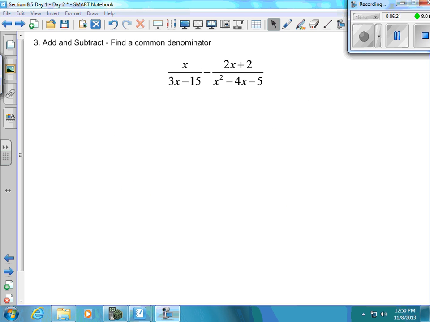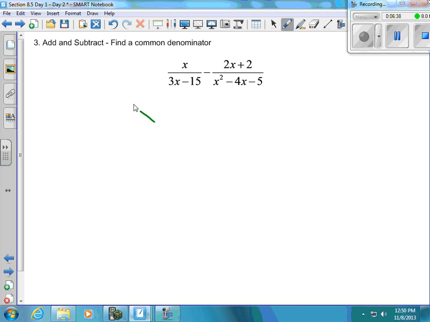Okay, so adding and subtracting, finding common denominator. We'll do one more here just for a little bit extra practice on this. I know you want to see it one more time. x over 3x minus 15 minus 2x plus 2 over x squared minus 4x minus 5.